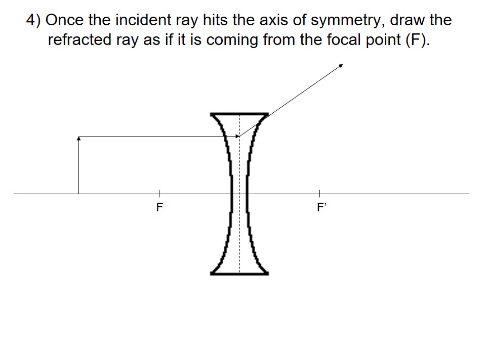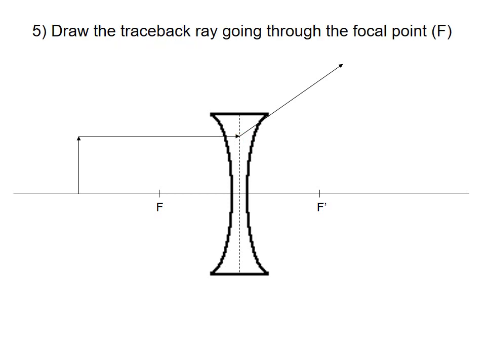Now, the point here is that, first of all, refraction has to happen at the axis of symmetry. So the incident ray should stop at the axis of symmetry, and the refracted ray should begin there as well. You're going to draw the refracted ray such that it looks like it's coming out of the focal point directly behind it. And in fact, that's what needs to happen because that's where you need to draw your traceback ray. So you need to draw your traceback ray for that refracted ray so that it goes through the focal point that's on the same side of the lens that the object is on.